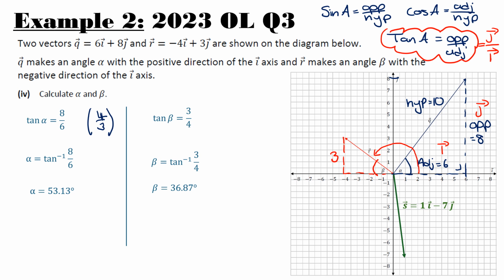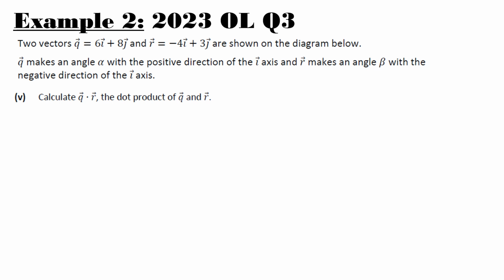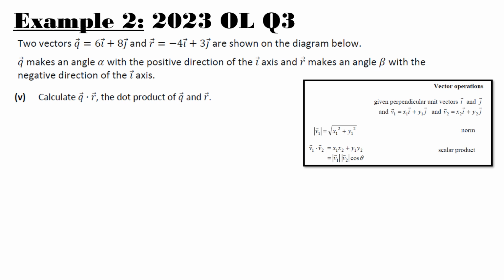And that is going to feed us into our next question, which asks us to calculate Q dot R, which is the dot product of Q and R. So using our log tables, it's this version here that we want. Our dot product is going to be multiply the I components together plus the j components together. And that gives us -24 plus 24, which gives us 0.